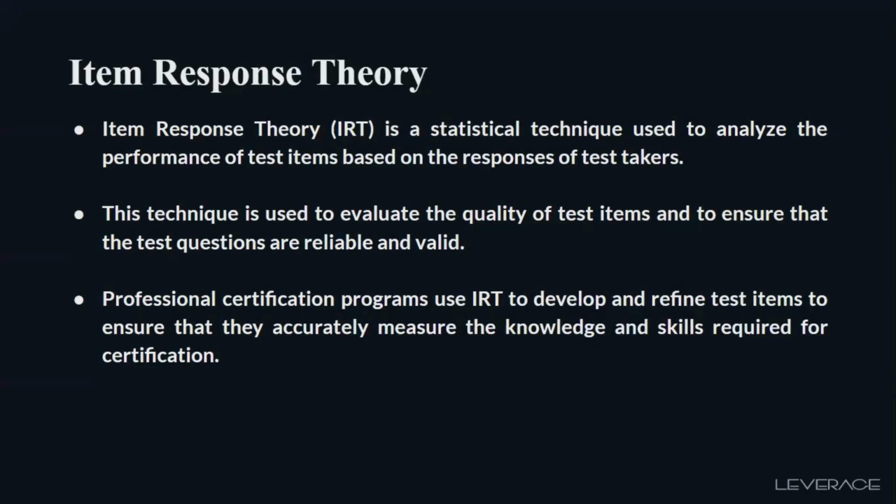Quickly, we also have item response theory. It is a statistical technique. When you hear item response theory or IRT, there is the other one we call CTT, that is classical test theory. The two of them are statistical techniques used to analyze performance. CTT is used to analyze the performance of the testees, whereas item response theory is used to analyze the performance of the test items based on the responses provided by the test takers.